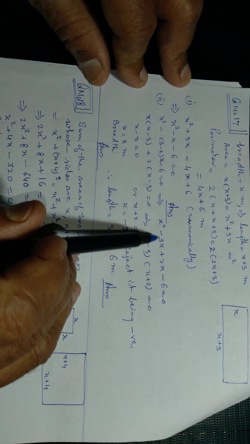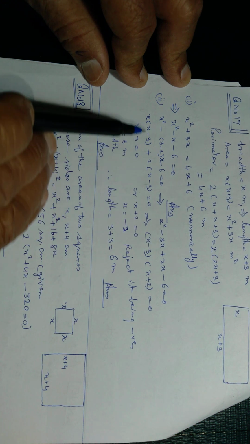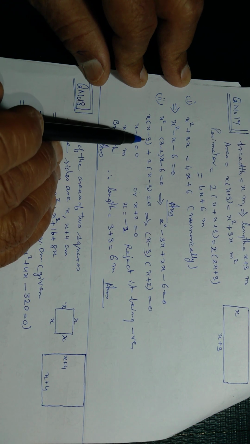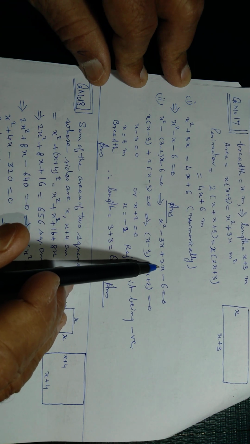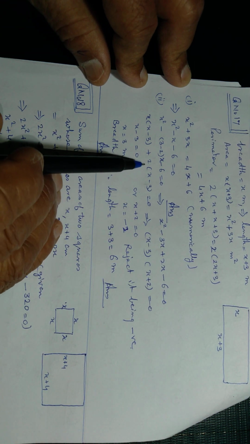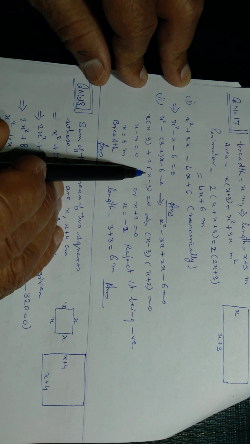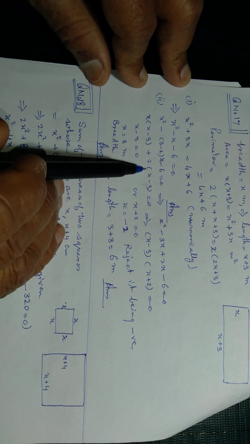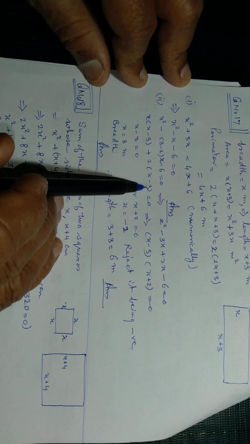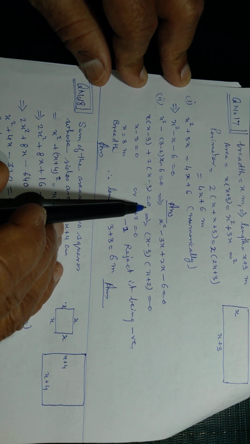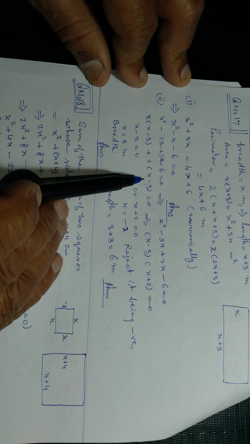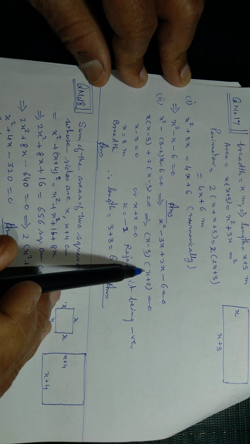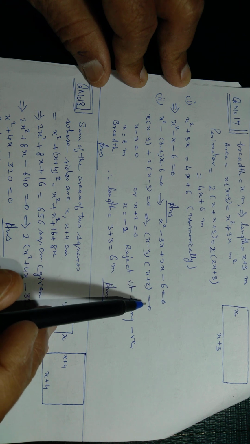Take out x common from the first and second term, so we get x into (x minus 3). From the third and fourth term you take out 2 common, so it will be 2 outside and inside the bracket x minus 3, equal to 0. So take out x minus 3 common: (x minus 3) into (x plus 2) equal to 0.